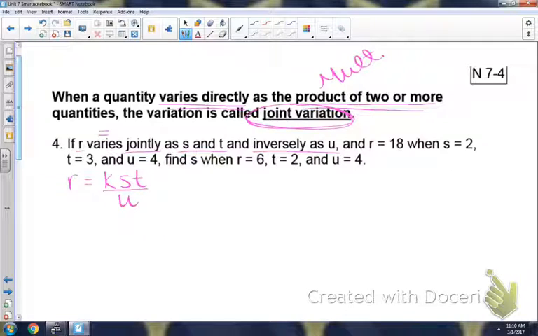It says r equals 18 when s is 2, t is 3, and u is 4. Find s when r is 6, t is 2, and u is 4. All right, so we're going to do the same thing that we did on the front. We have to find k. So the first part of the information we're given, r is 18, we don't know k, s is 2, t is 3, and u is 4.